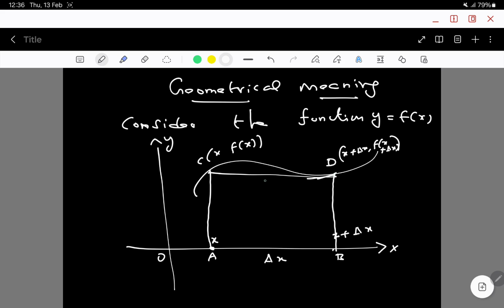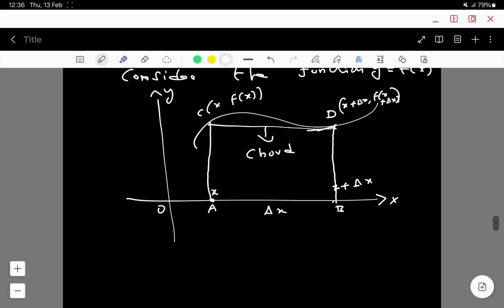Now this line is called a chord. What is a chord? A chord means the line joining two points on the curve. A chord is nothing but a straight line. The special name for the line joining two points on the curve is chord. Now you have to find the slope of the chord.